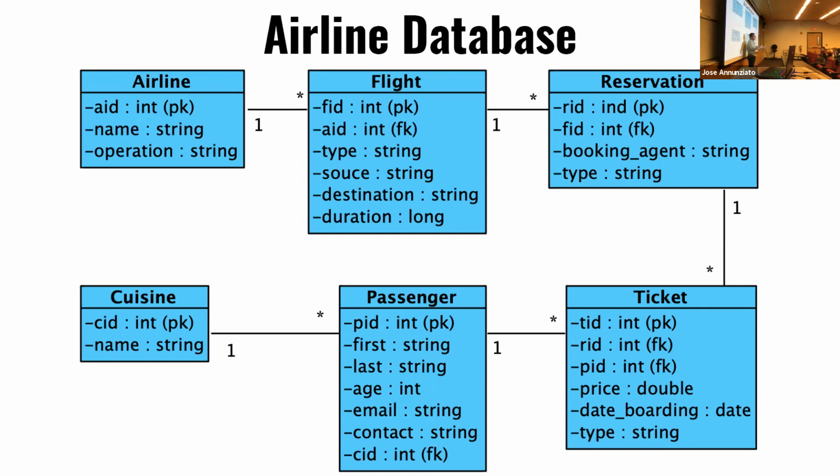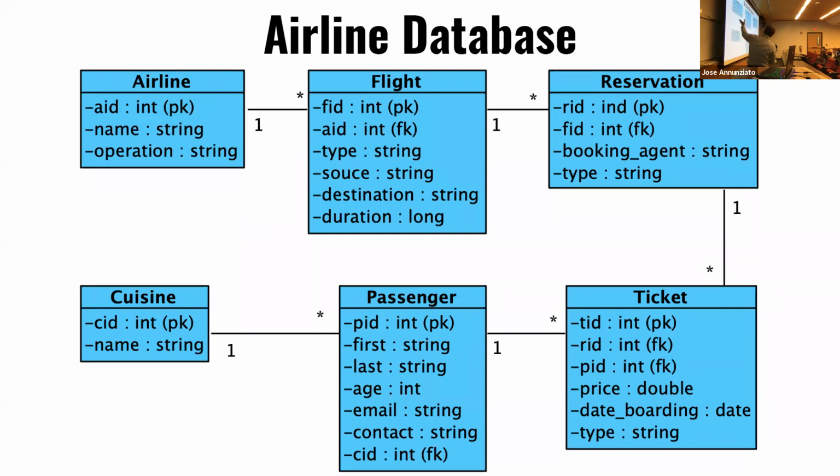So you might have a reservation that has many tickets in that same reservation, right? For multiple passengers. So one passenger can be in many reservations, but one reservation can have many passengers, right? It might be a family that is traveling together, in the same reservation.